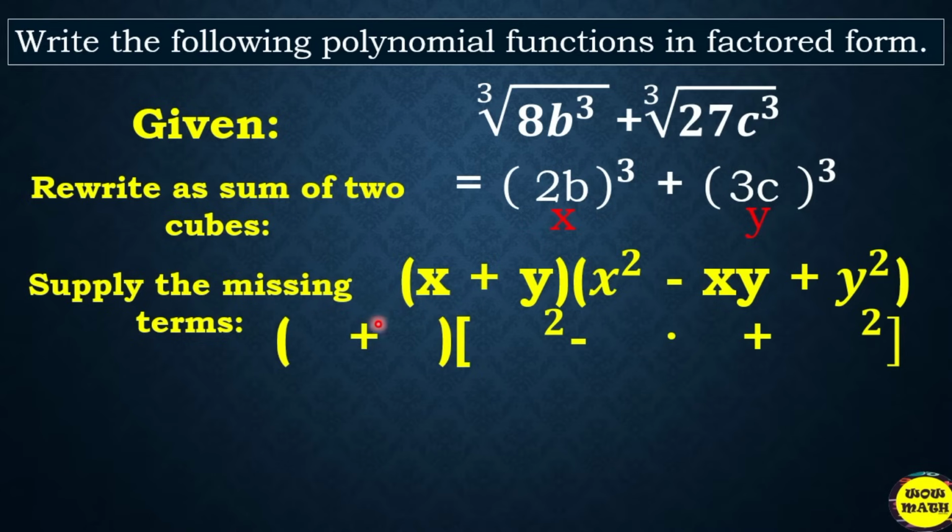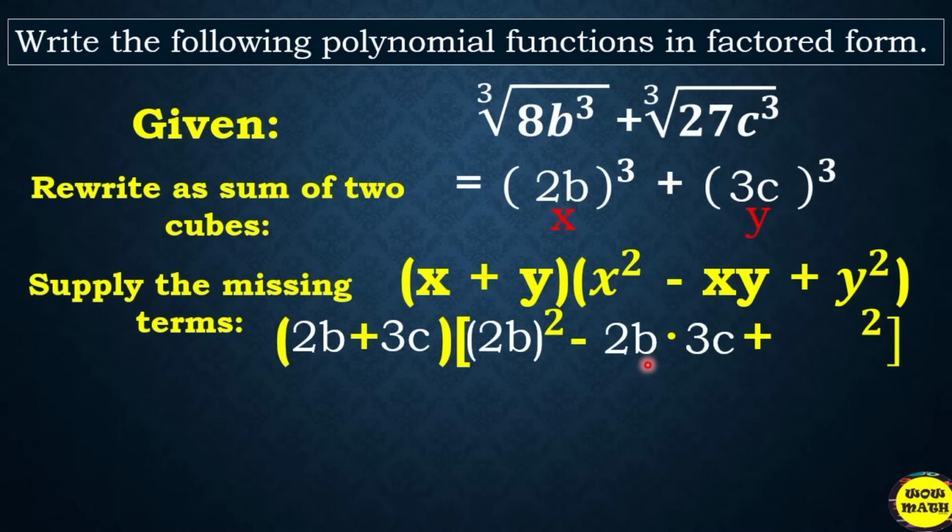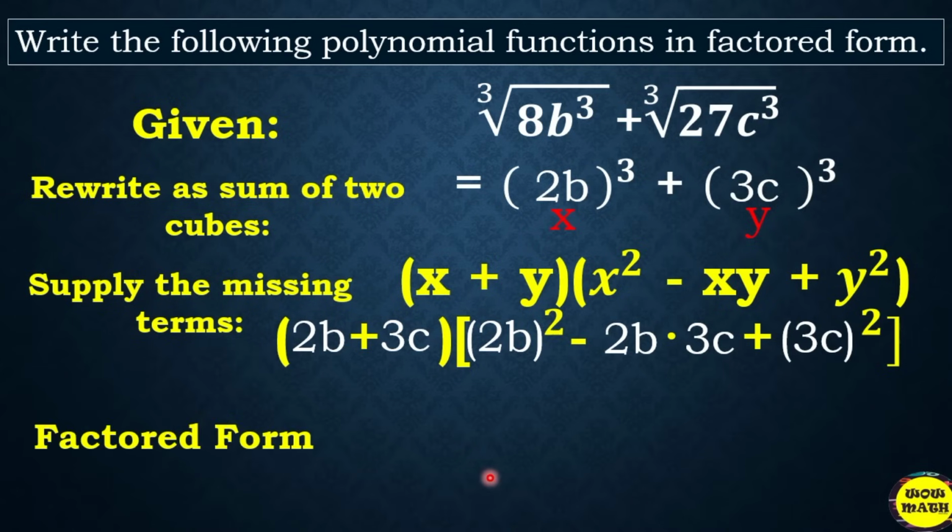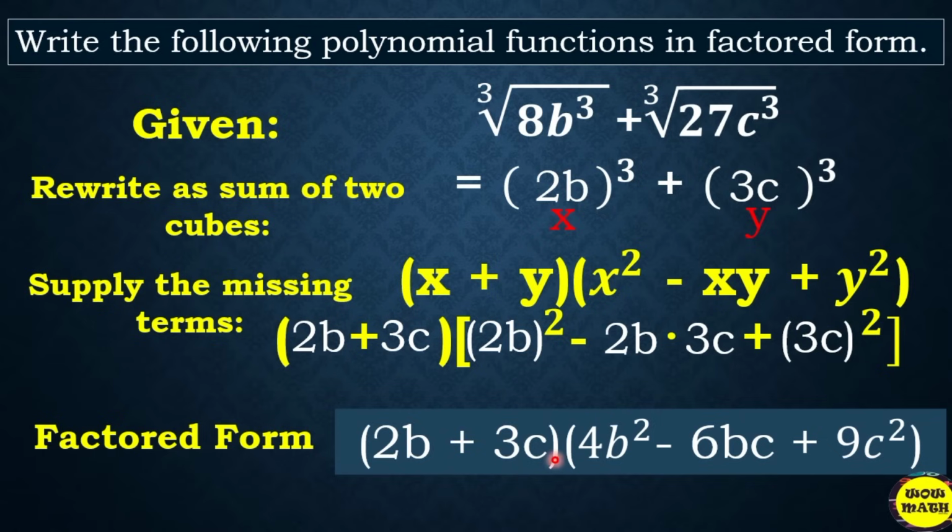So, this is x, so this is 2b. This is y, so this is 3c. This is x ulit, so this is 2b squared. And then this is 2b, this is 3c, this is 3c. Now, since meron tayong square dito, we still need to simplify this kasi meron pa siyang exponent. So, we will have 2b plus 3c and then 2 squared is 4 and then b squared minus, times natin ito kasi multiplication, 2 times 3 that is 6 and then bc. And then ito, simplify din natin.